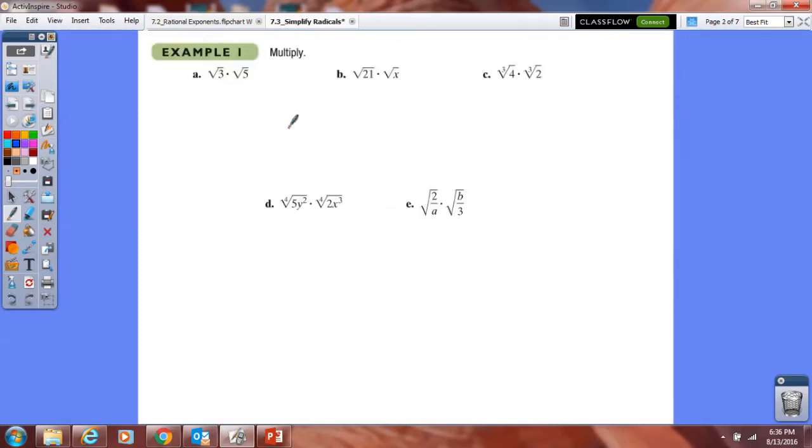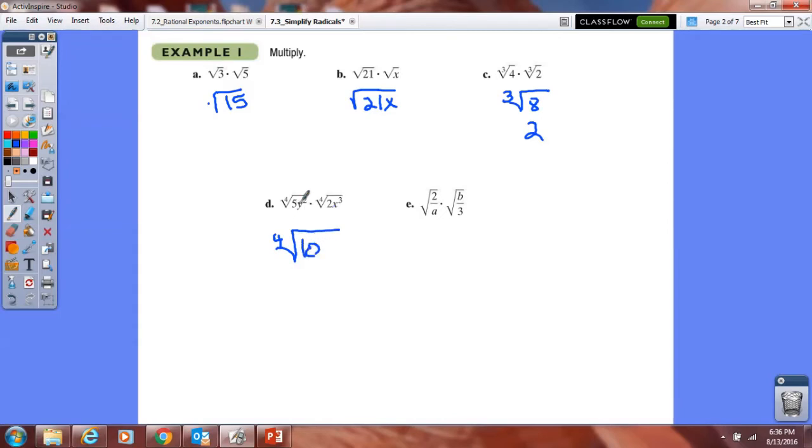So let's do a few examples. We're going to multiply the square root of 3 and the square root of 5. That's the square root of 15. The next one, we're going to multiply to get the square root of 21x. Here we've got the cube root of 4 times 2, which is 8. Of course, the cube root of 8 is a perfect cube, if you can remember back in 7.1, which is going to be 2. For D, we're going to get the fourth root of 5 times 2, which is 10.